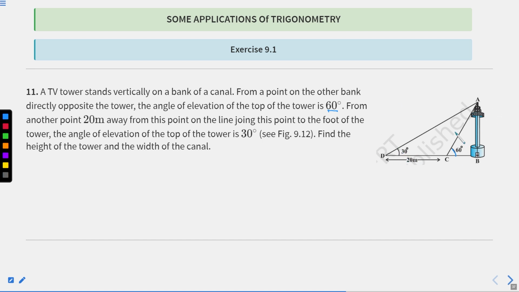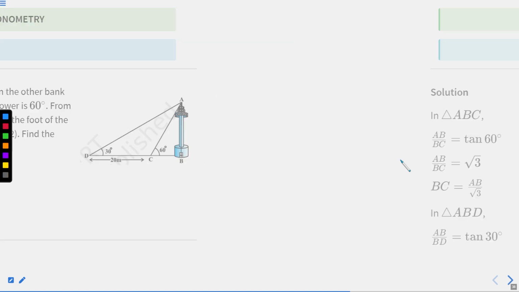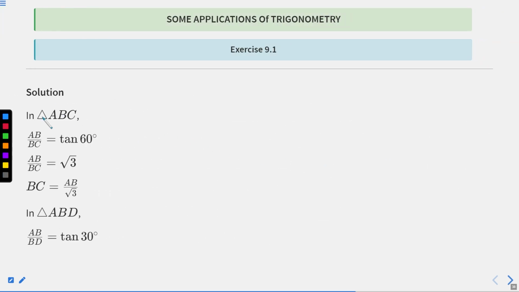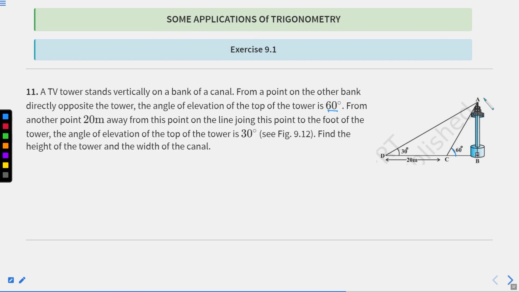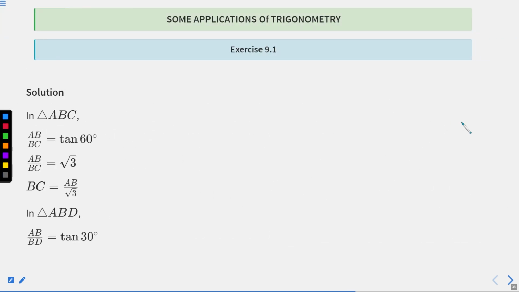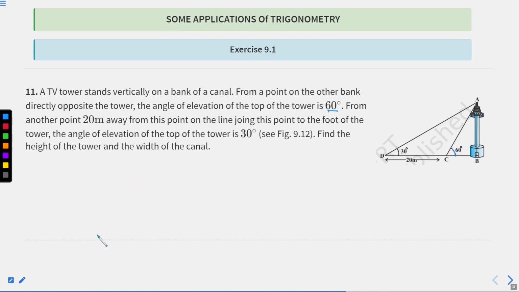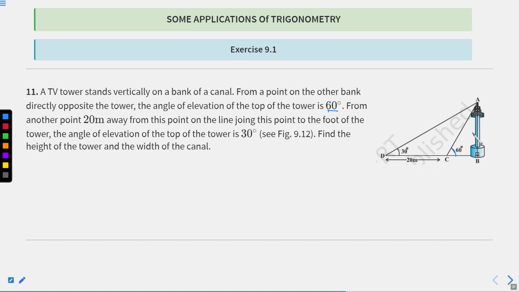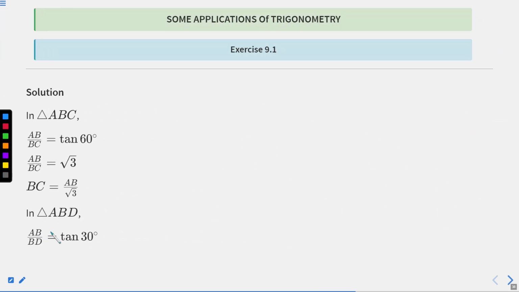You can see this figure. Here we have to find the height of the tower and the width of the canal. So let us solve it. In triangle ABC, AB by BC is equal to tan 60 degrees, and this implies AB by BC is equal to root 3, and it implies BC is equal to AB by root 3. And now from triangle ABD, tan 30 degrees is equal to AB by BD.